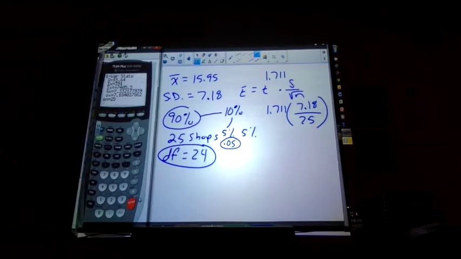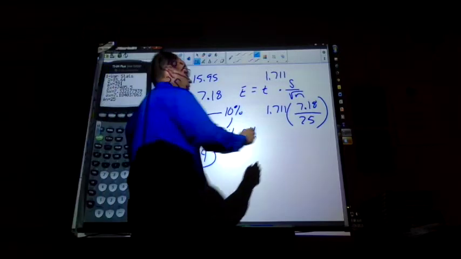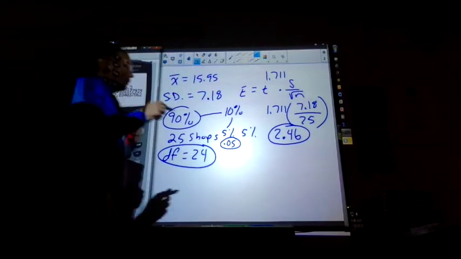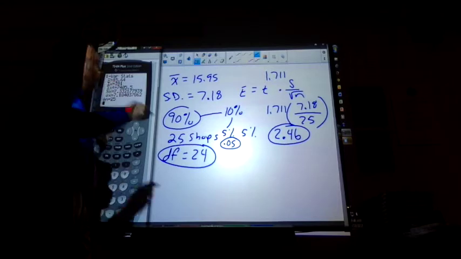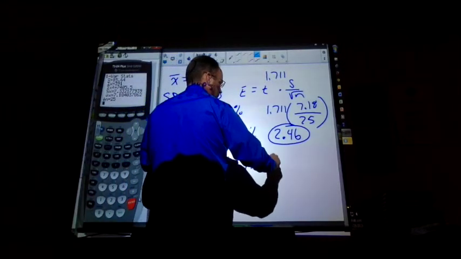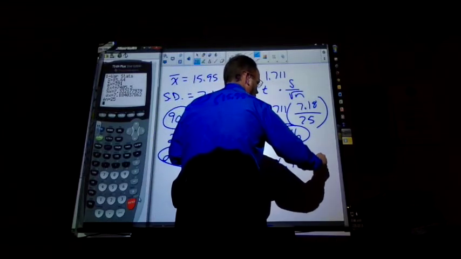Someone do the math? 1.711 times 7.18 divided by the square root of 25. 2.45? Well, technically 2.46 because it rounds. 2.46? Yeah. Okay. So now, I'm going to use that with my mean. So I'm going to go 15.95 minus 2.46 and 15.95 plus 2.46.